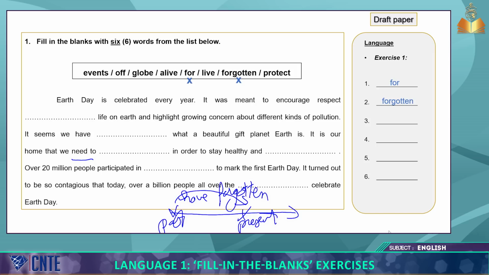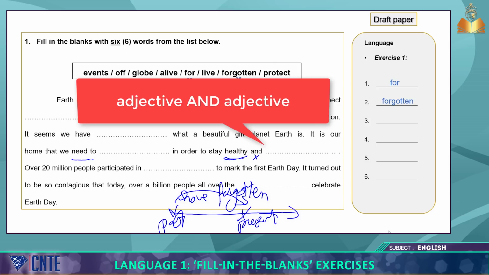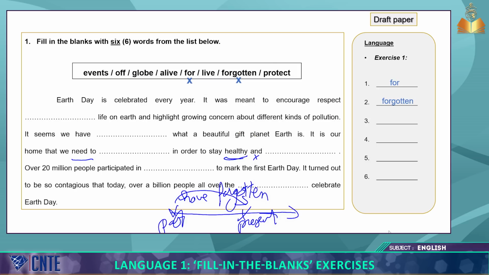Now, concerning the second gap in this same sentence, "to stay healthy and blank," there is no new subject and no new verb here. We are just adding one word. We have the adjective healthy before the conjunction "and." So we need a word of the same nature. Let's have a look at the remaining words in the list. There are actually two adjectives, alive and live, if we consider it to be an adjective here, like in live show or live music.